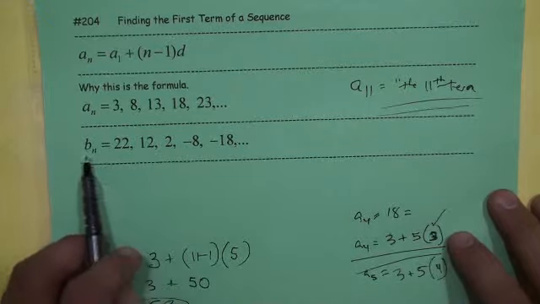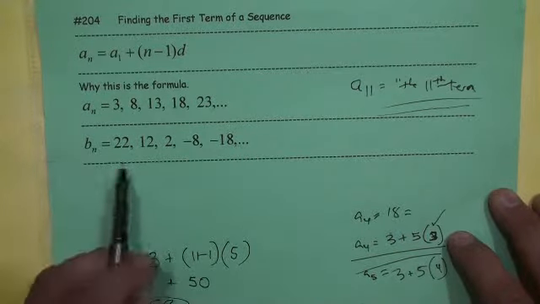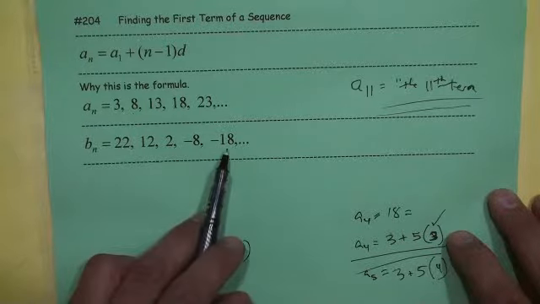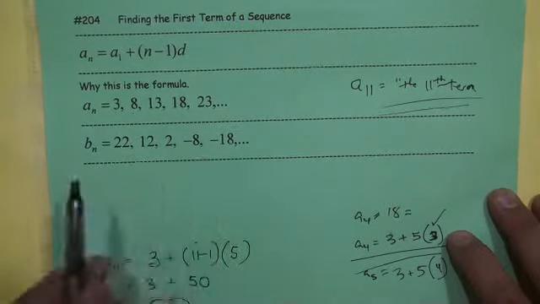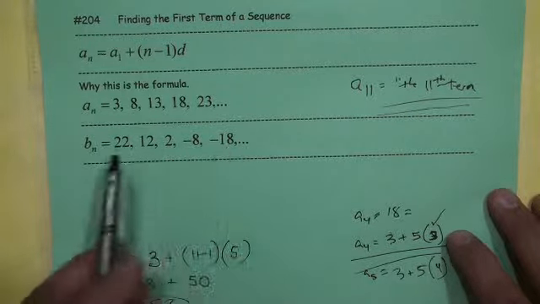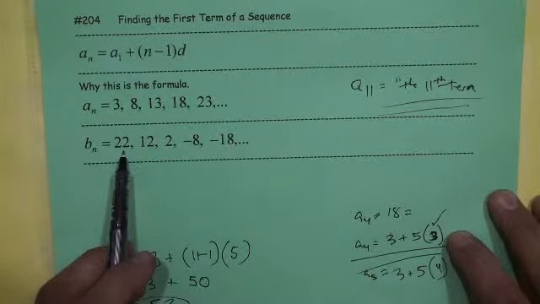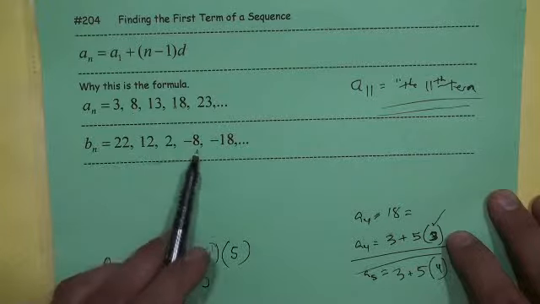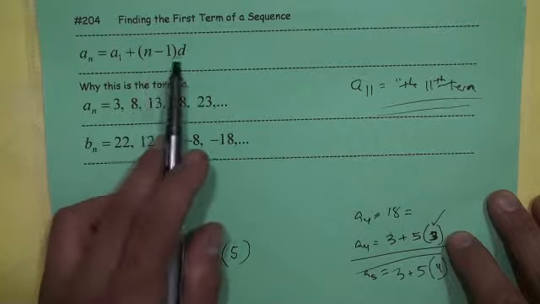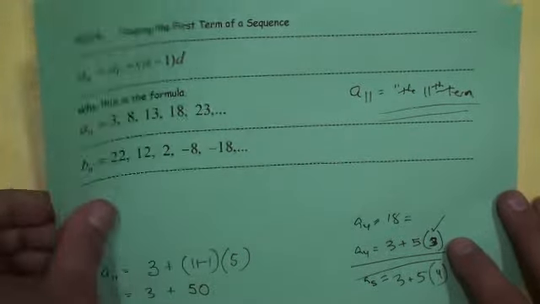And if you think about it, it works for this other sequence here, b sub n. The first term is 22. What are we doing? Subtracting 10, or in other words, adding negative 10 each time. So to get to the 5th term, you'll start at 22 and you'll add negative 10 1, 2, 3, 4 times. That's how that all works out. That's why it's n minus 1 times the difference.